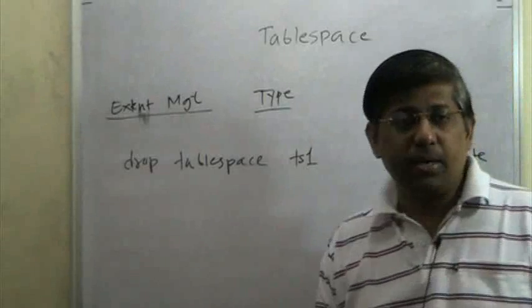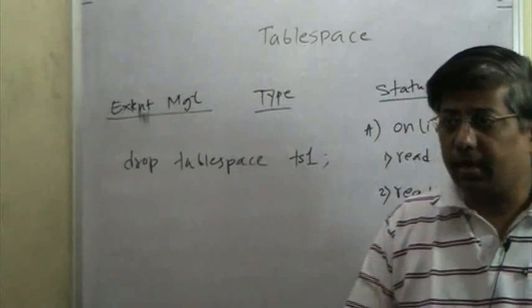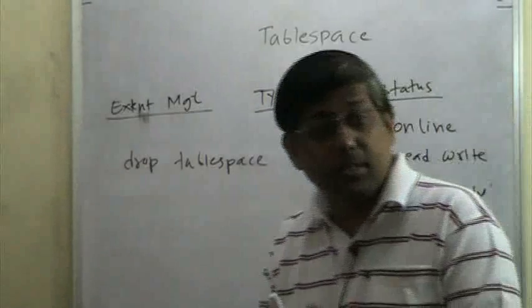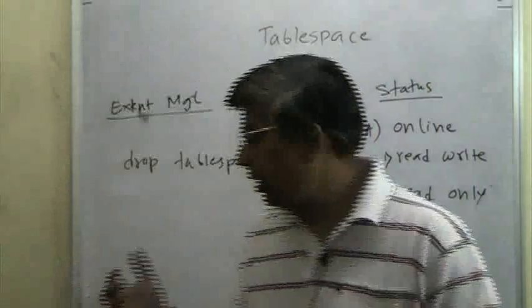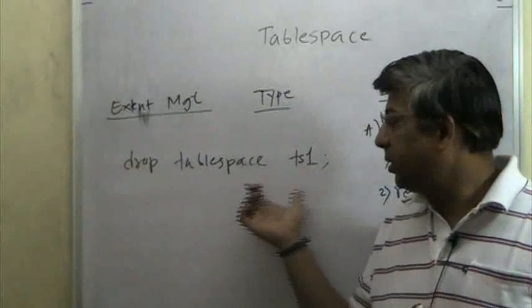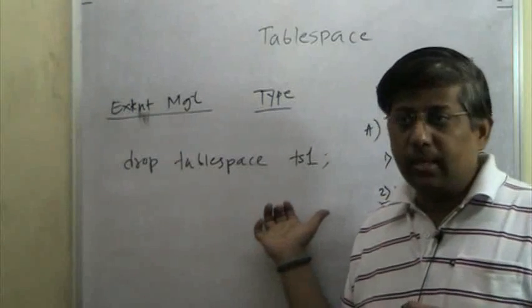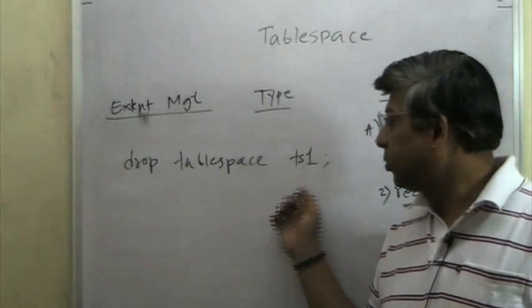The tablespace will be dropped if there are no tables in it. It's just like a directory. If your directory contains any files, then the rmdir command will not delete the directory. Similarly, if there are any tables, that means if there are any segments inside this tablespace, the tablespace will not be dropped. That is number one. Assuming that there are no tables, no segments inside the tablespace TS1, we will execute this command.